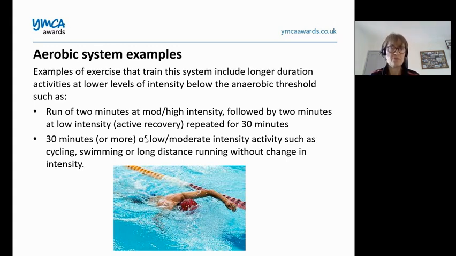So examples of this are a run of 2 minutes at a moderate to high intensity, followed by 2 minutes at a much lower intensity. So it's still an active recovery, and then just repeating that moderate intensity to lower intensity for 30 minutes. Or changing that to 30 minutes or more of any low to moderate activities such as cycling, swimming, long distance running. Fill in the blanks of the kind of activity you like to do there and just that ongoing intensity.